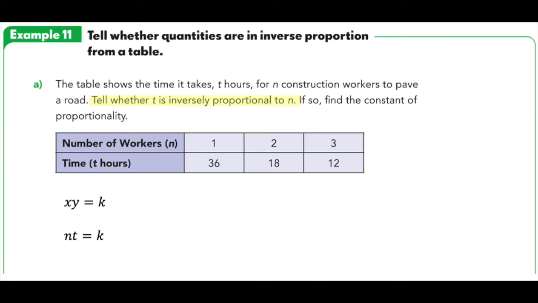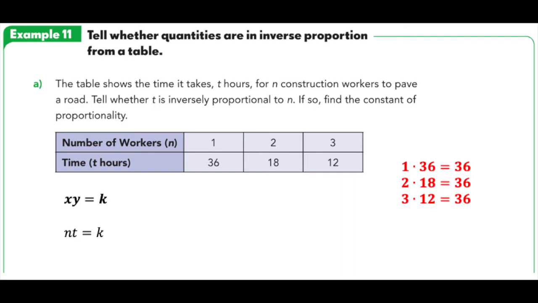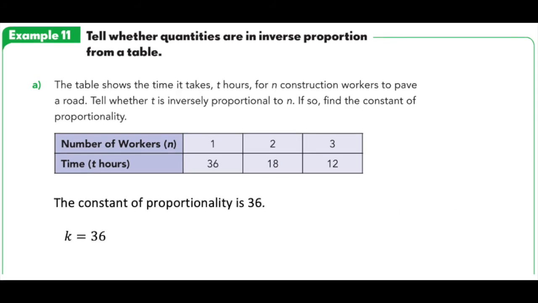We'll start with 36 times 1, which gives us 36, 18 times 2, which gives us 36, and 12 times 3, which also gives us 36. When we multiply each y by its corresponding x, we end up with a constant of 36. Therefore, this table does show us an inverse proportion with a constant of proportionality of 36.